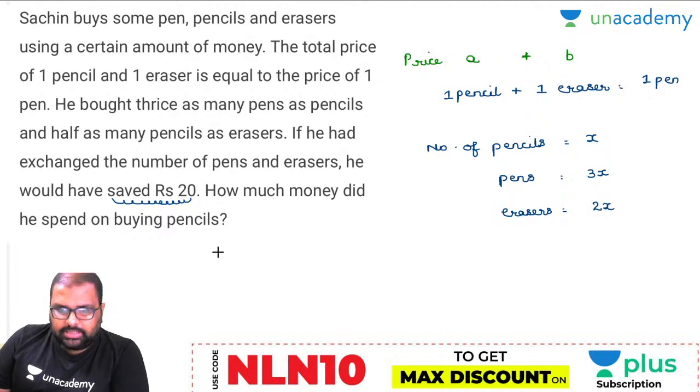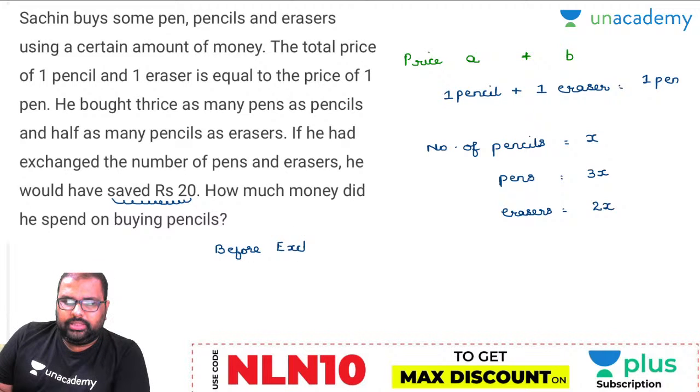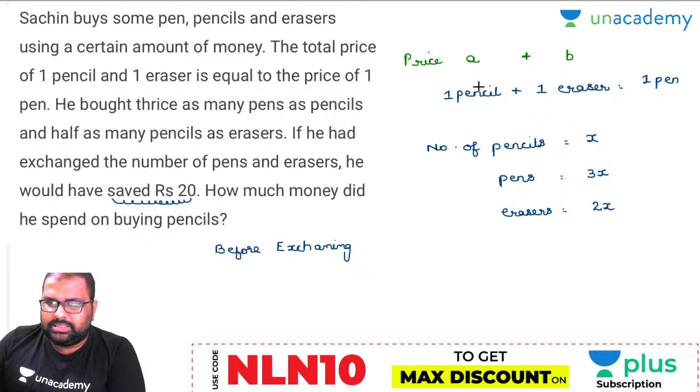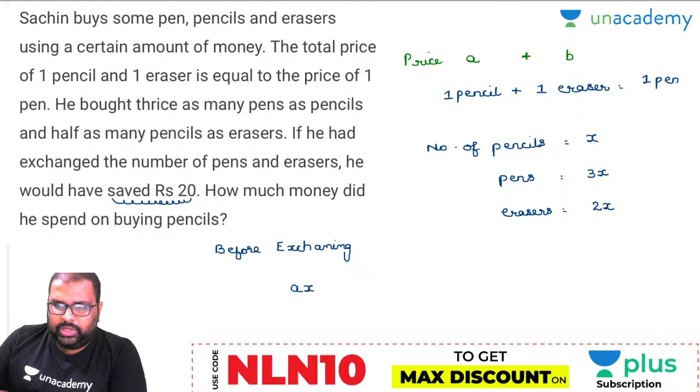Now I will do like this. Before exchanging, what happens? After exchanging, what happens? You have saved 20 rupees in these two cases. So I'll do like this. Before exchanging, see here, one pencil cost is A. How many pencils are there? X pencils are there. A into X is nothing but the total amount on pencils.